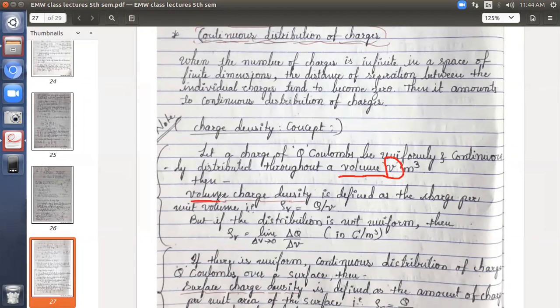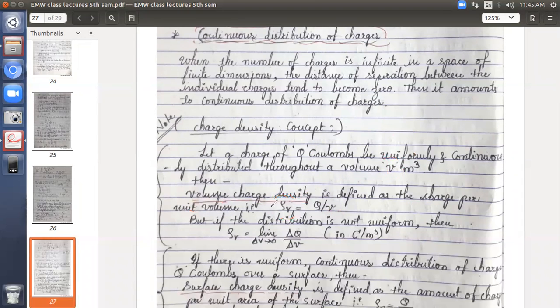Then how do you define volume charge density? It is charge per unit volume. The charge density is denoted as rho. If it is volume, the suffix is v; if it is a surface, the suffix is s; if it is a linear line charge, the suffix is l. So rho v indicates volume charge density. It is given by the charge per unit volume, q divided by v.